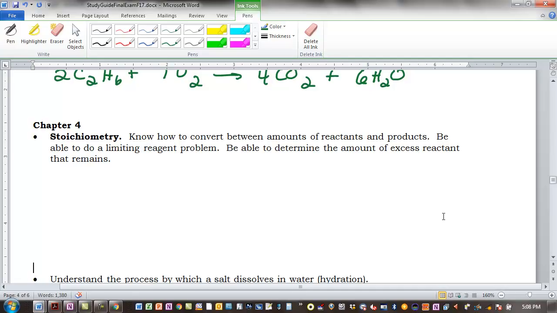So what is the key? Actually, you don't. Let's cross this part out. We did not do that this semester. We didn't do excess reactant. Okay. So what's the key from getting from amount of one substance in the reaction to amount of another substance? Mole ratio.